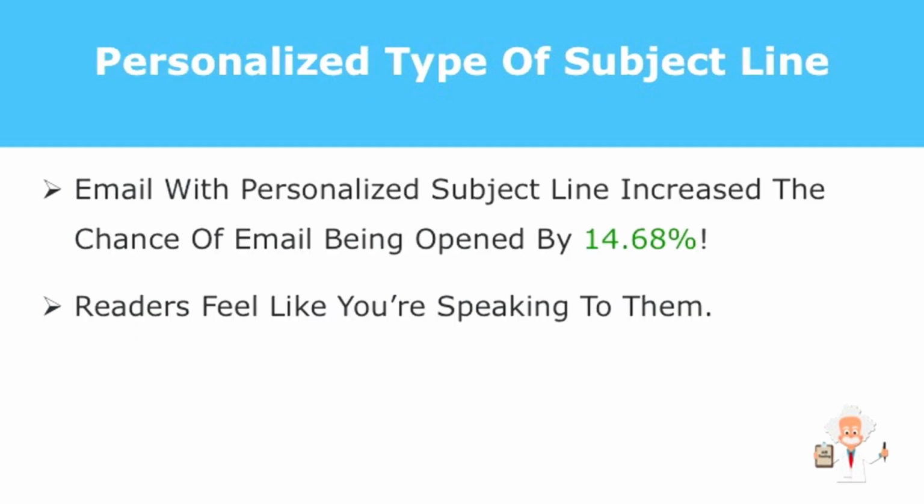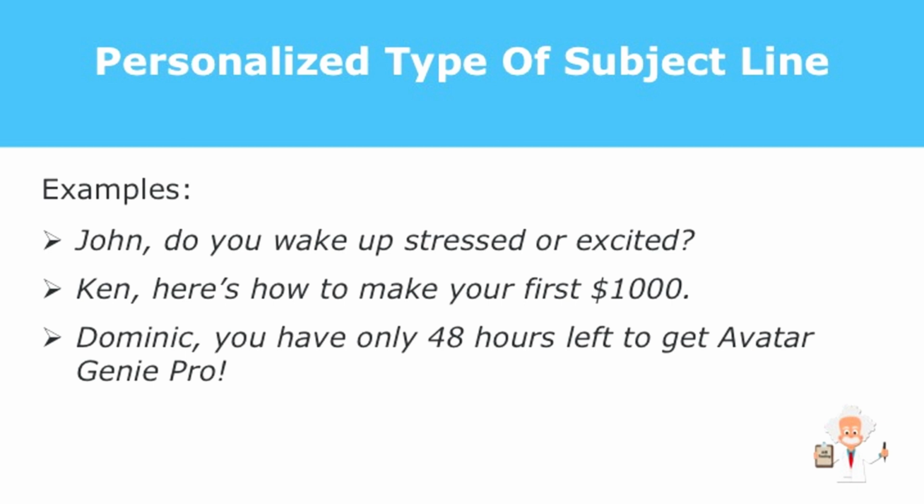Personalized subject lines. Like I mentioned before, it's always good to add a personal touch to your marketing because it builds a connection to your readers, establishing sincerity. In fact, using the recipient's first name in your subject line increases the chance of email being opened by 14.68%. This can be combined with other angles like, John, do you wake up stressed or excited? Ken, here's how to make your first $1,000. Dominic, you have only 48 hours left to get Avatar Genie Pro. This works because your readers feel like you're speaking to them. They'll feel appreciated by this gesture and will reward you with open rates and conversions.